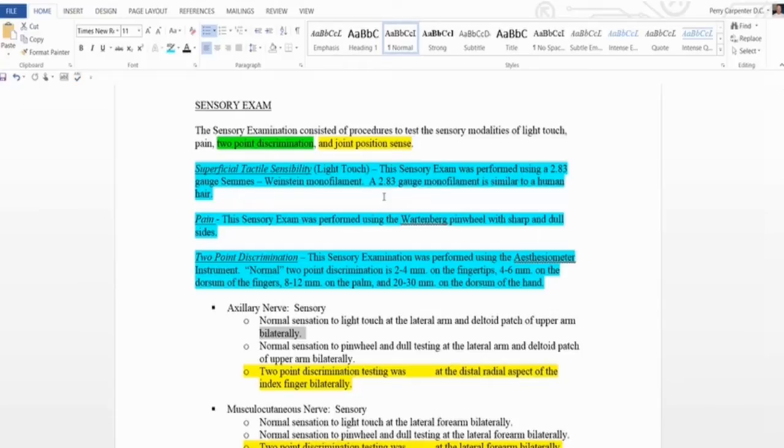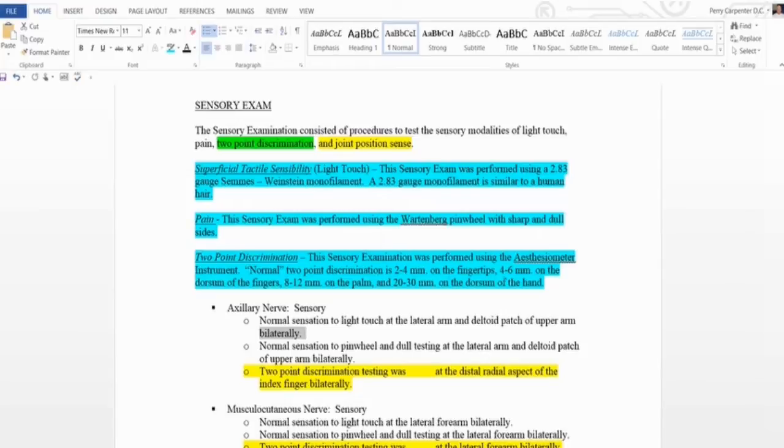And I want you to picture your own monofilaments and your own human hair, okay? This gives a visual context to the findings, which we'll describe in just a moment. For the pain examination, we use a Wartenberg pinwheel. For two-point discrimination, we use an esthesiometer instrument. Some doctors use a two-point discriminator, an instrument known as the Disk-Criminator, or an opened paper clip. I like using an instrument that has exact calibration, so the esthesiometer is beautiful for that.